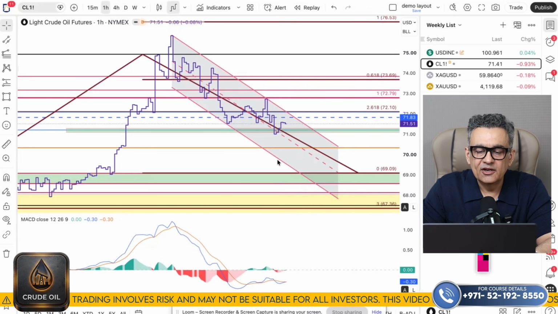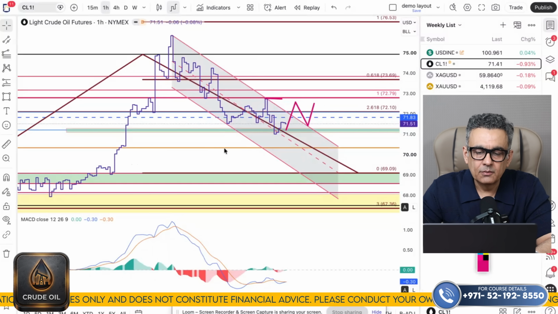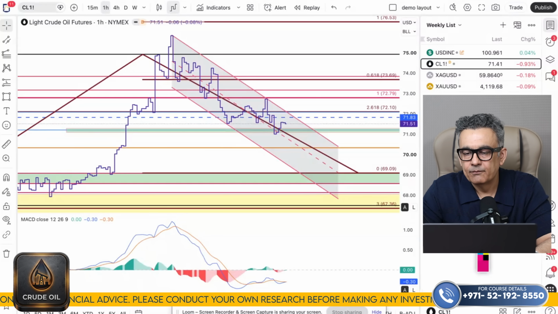So either it needs to come down to 78.85, that is the price level of 69, or it needs to confirm a bullish breakout, move outside the channel, create a high above 72.79 to resume its bullish behavior. So short-term corrective drop, but eventually I'm expecting it to move towards 76, 84, and 85 zone.